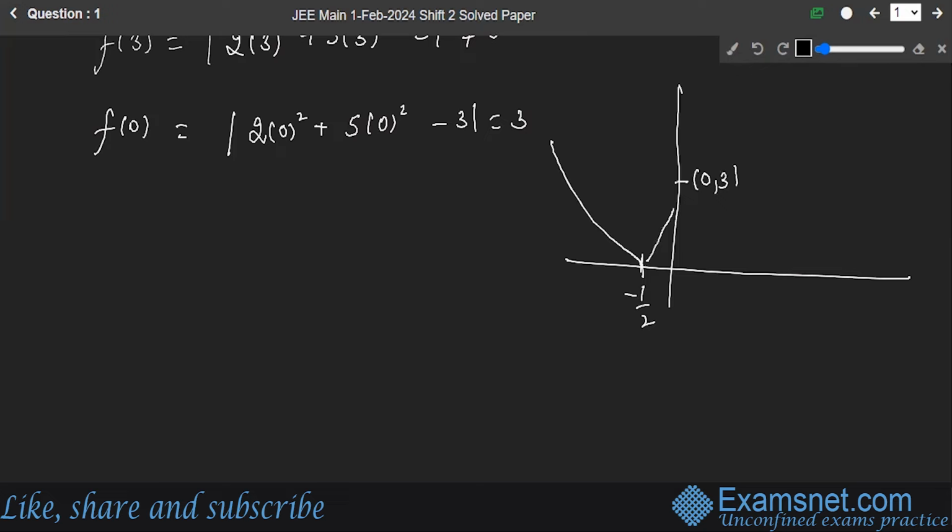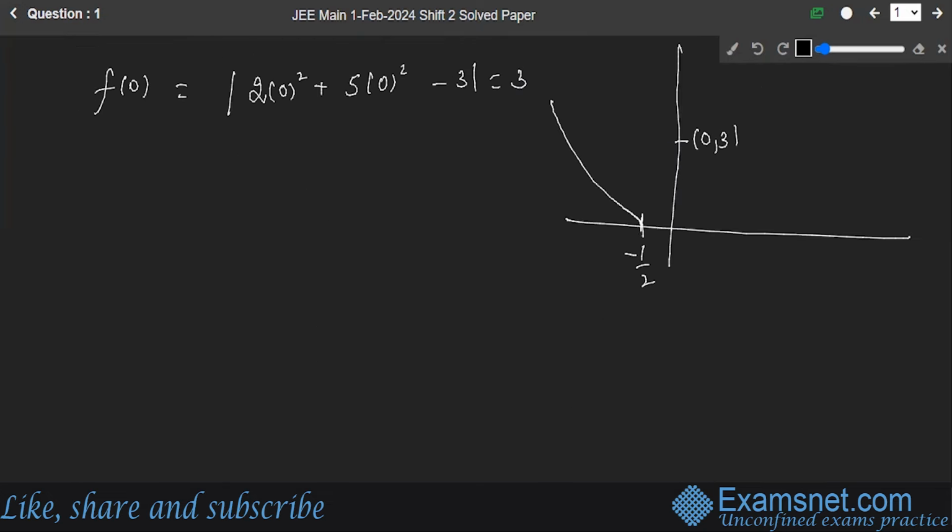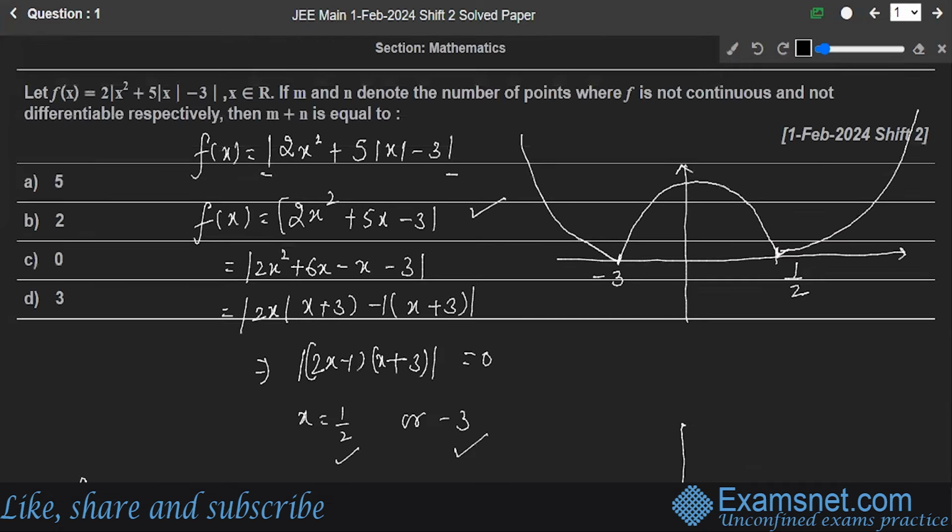Now, this will behave as a straight line from this to this point. Straight line from here to here. This is a straight line. And then it will move like this. This is the point 1 by 2. And then it will move further like this. Right? This is your function f(x), which is given to you. Right? Don't write it as f(x) because this is not one.